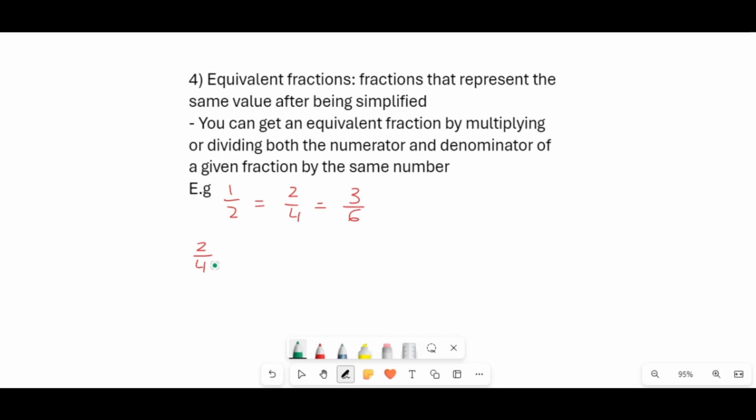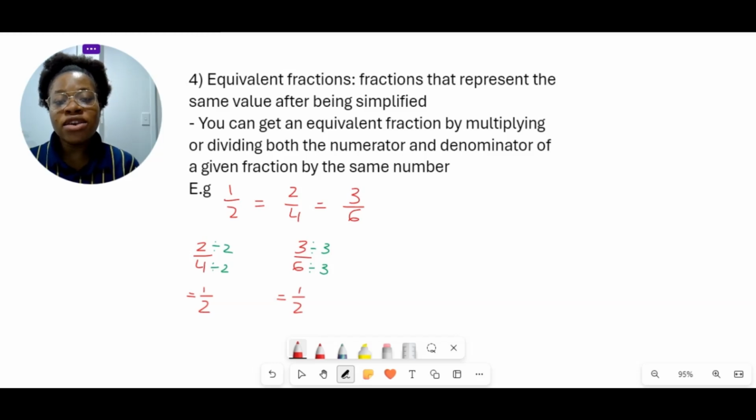If we divide the denominator 4 by 2 and the numerator as well by 2, you can see that we will get an answer of 1 over 2. If you look at 3 over 6, if we divide the denominator by 3 and the numerator as well by 3, you can see that we also get an answer of 1 over 2. Hence, I said 2 over 4 is equivalent to 1 over 2, and 3 over 6 is also equivalent to 1 over 2.